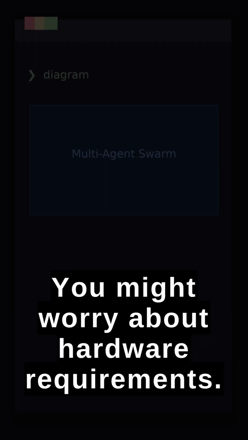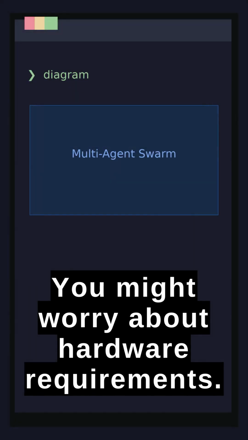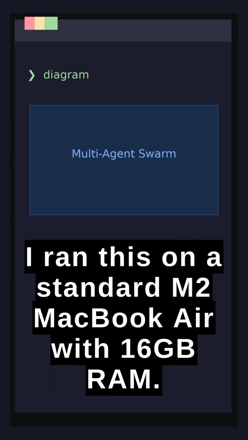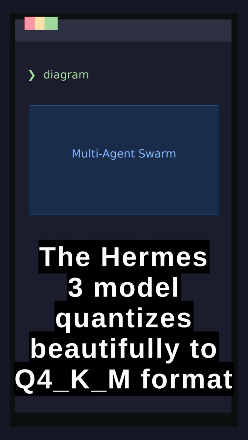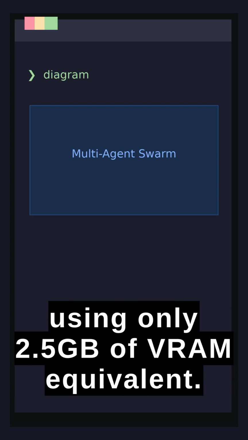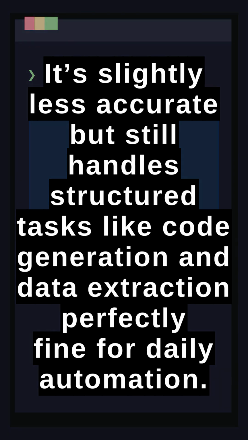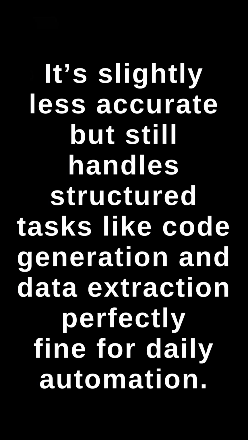You might worry about hardware requirements. You don't need an RTX 4090. I ran this on a standard M2 MacBook Air with 16 GB RAM. The Hermes 3 model quantizes beautifully to Q4_K_M format, using only 2.5 GB of VRAM equivalent. If you have less than 8 GB of RAM, use the Hermes 3 Tiny variant. It's slightly less accurate but still handles structured tasks like code generation and data extraction perfectly fine for daily automation.